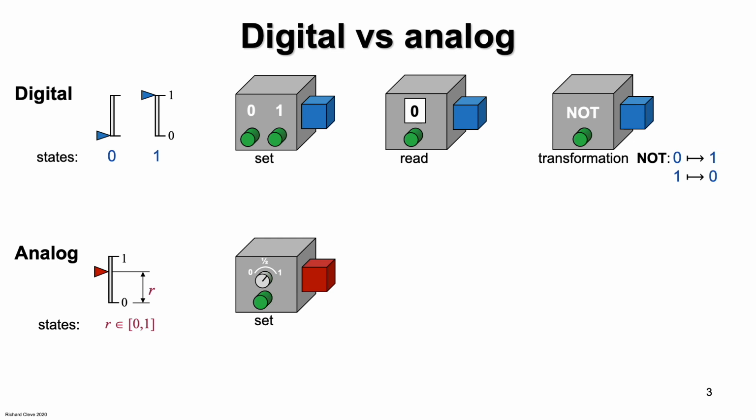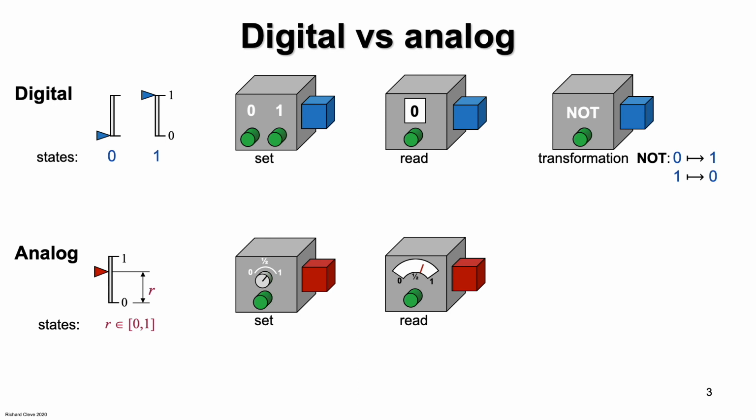We can also imagine reading the state of such a system. Here the device has an analog display depicted as a meter. When we press the button, the needle goes to a position between 0 and 1 corresponding to the state.